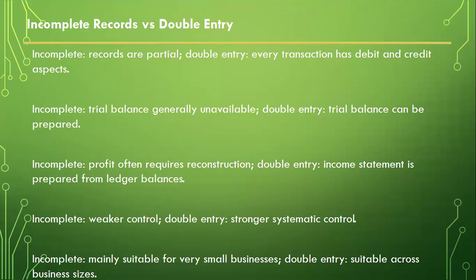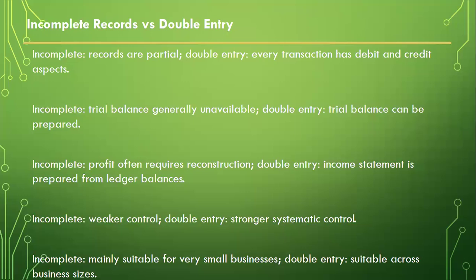With our double entry and single entry. So as I said earlier, for incomplete record, the details are not full, they are partial. So in the case of double entry, it is expected of you to have all debit transactions and all credit transactions.